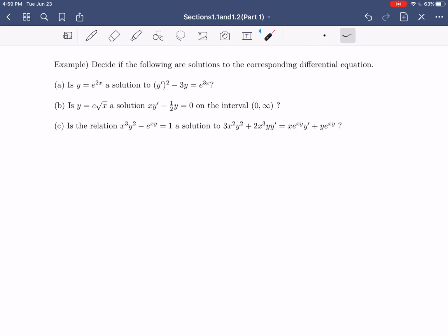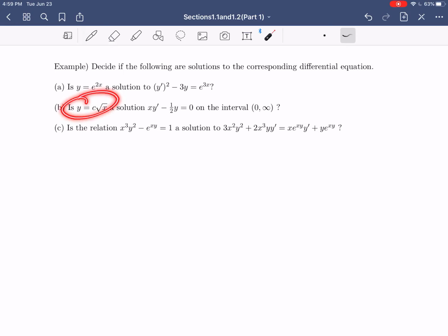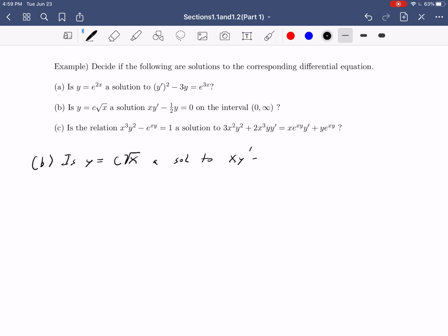What's interesting about B here is that it's saying that there's actually an unknown constant in front of it. So we're actually saying that this entire family is a solution to this, which we'll see is a very important concept overall. So let's see if it's actually true here. For B, we want to know, is y equals c root x a solution to xy prime minus 1/2 y equals 0? Quick note here, this one is first order. That's for sure. It's only got a y prime there, and the y prime and y are separate terms, not functions of either. So this one is first order and linear this time.